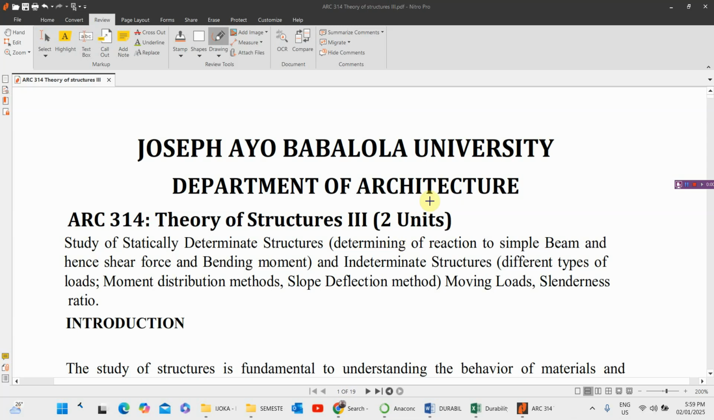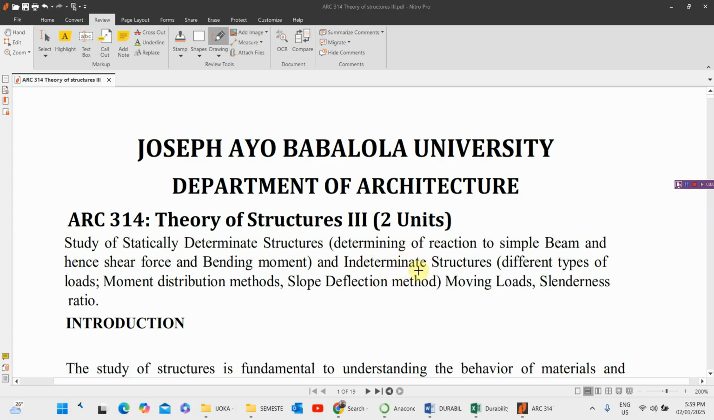Good day, everyone. We'll be looking at Theory of Structures 3, and this course will cover statically determinate structures and indeterminate structures. When we say statically determinate structures, we'll be determining the reactions of beams and their shear force and bending moment as well.